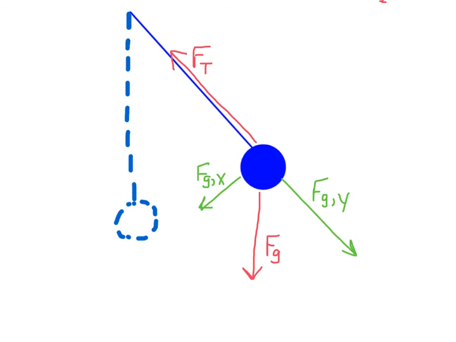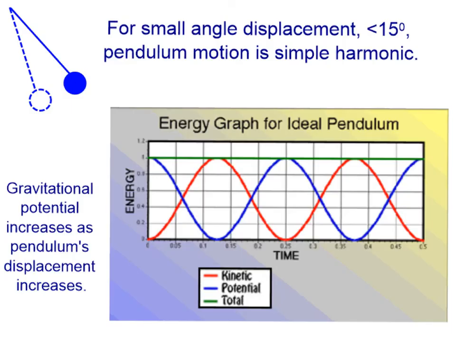And the same is true for acceleration and velocity. They behave in the same way as with our mass spring system. Now, it's important to note that the motion in a simple pendulum is simple harmonic for small angle displacement. Small meaning less than 15 degrees. When the angle is less than 15 degrees, that restoring force is proportional to the displacement of the bob, and therefore pendulum motion is simple harmonic.